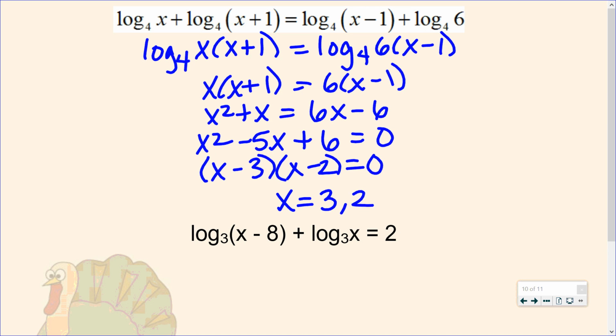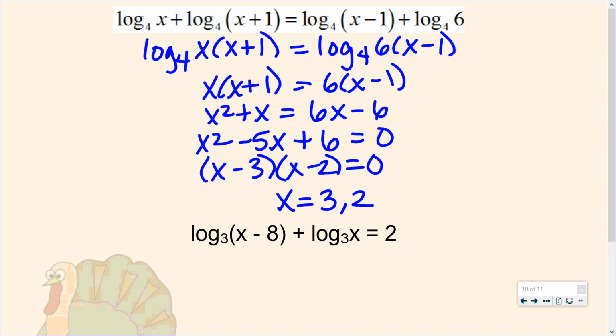3 and 2. So now you want to go back to your problem and look at, would 3 or 2 make any of my logs in the original problem negative? We're going to look at that x minus 1. If I plug either of those in, would I have a negative inside the log? No, so we're good. Both these solutions work.